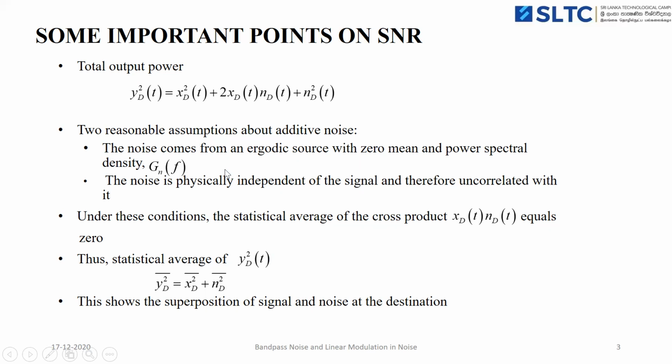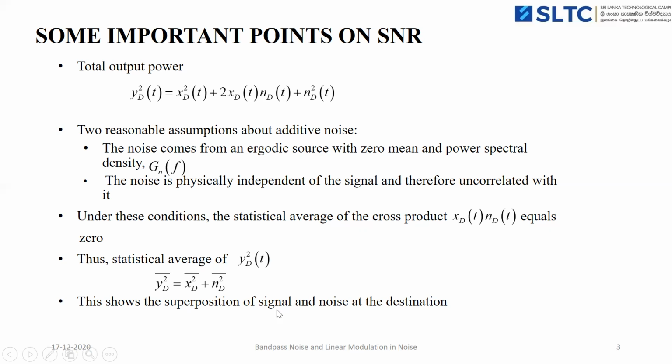Another assumption about the additive noise is that the noise is physically independent of the signal, and hence it is uncorrelated with the signal term. So with this assumption, we can take the second term, the cross product of XD of t and ND of t, equal to 0, because the signal term and the noise term are uncorrelated with each other. So we can get the statistical average of the received signal at the destination, YD squared of t.